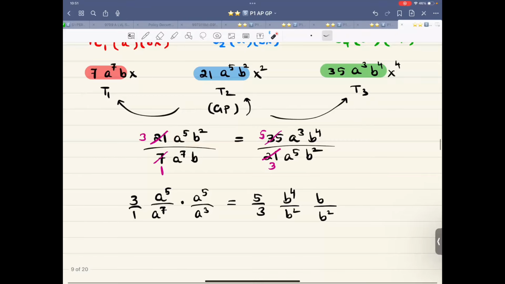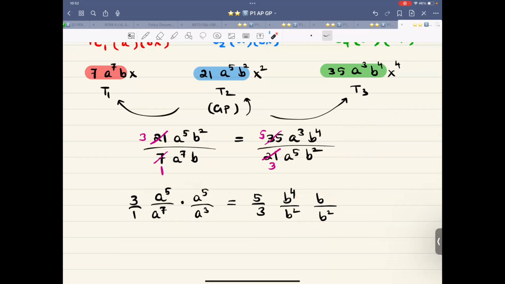This is a5, this is a7. This a cube goes down, a5 goes up. And this is b4, b square, b4, b square. This is b goes up, b square goes down. B goes up, b square goes up. This is power 5, this is power 4.